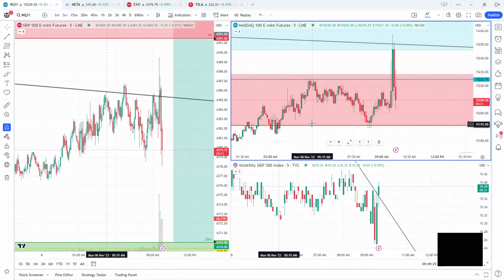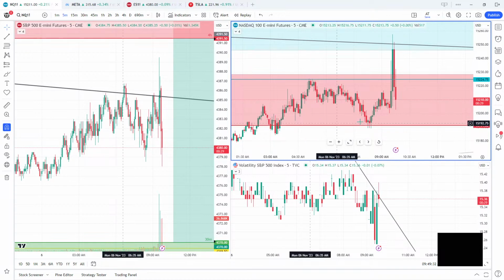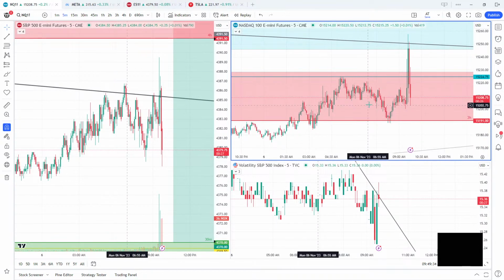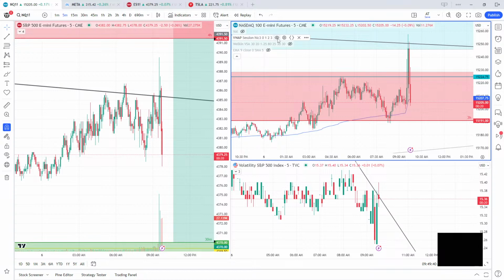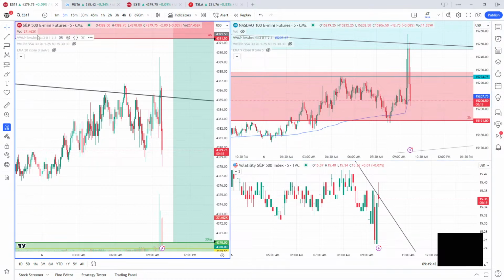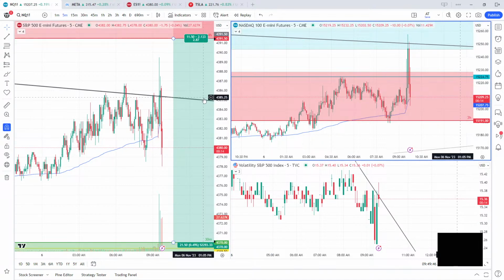Apple pumping back up. Definitely considering a long position depending on where this candle closes on the NASDAQ. Where's VWAP? There's VWAP. Wet ass volume profile. That's what it stands for.